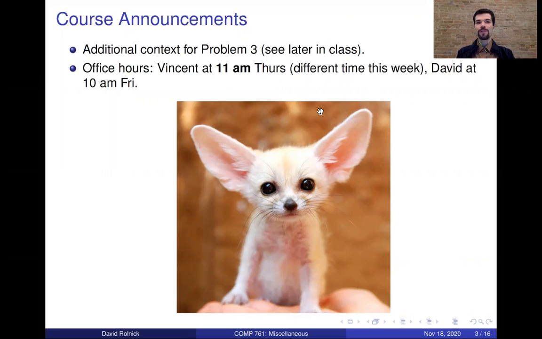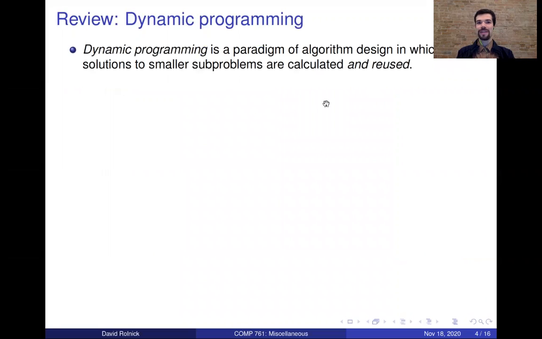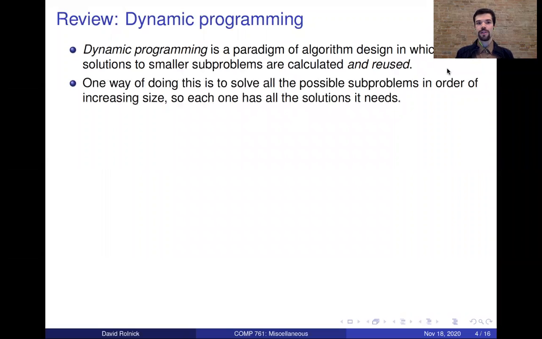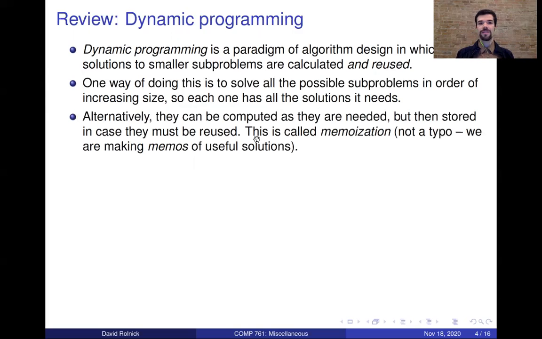Okay. So as a review from last time, dynamic programming is a paradigm of algorithm design in which the solutions to smaller subproblems are calculated and reused. One way of doing this, as we discussed, is to solve all the possible subproblems, in order of increasing size is often the way that one does that, so that one has all the solutions that one needs. So the smallest subproblems will get reused in the slightly larger subproblems, and then those ones will get used to make slightly bigger solutions, and so on, until you get whatever solution you want. So ordering them is really important in that case.